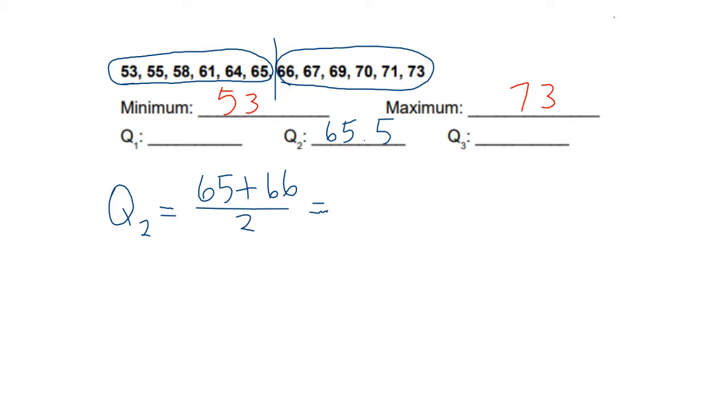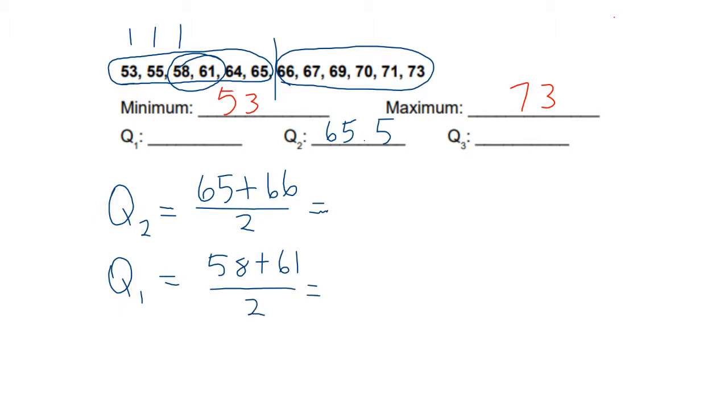So I need to find the median of each section. The median of this lower section right here is going to be Q1, and the median of this upper section right here is going to be Q3. We're going to do the same thing we did to find the median. I'm going to count 1, 2, 3. That means the median of this set of data will be between these 2 numbers. So for Q1, I'm going to add my numbers, 58 plus 61, then divide by 2.